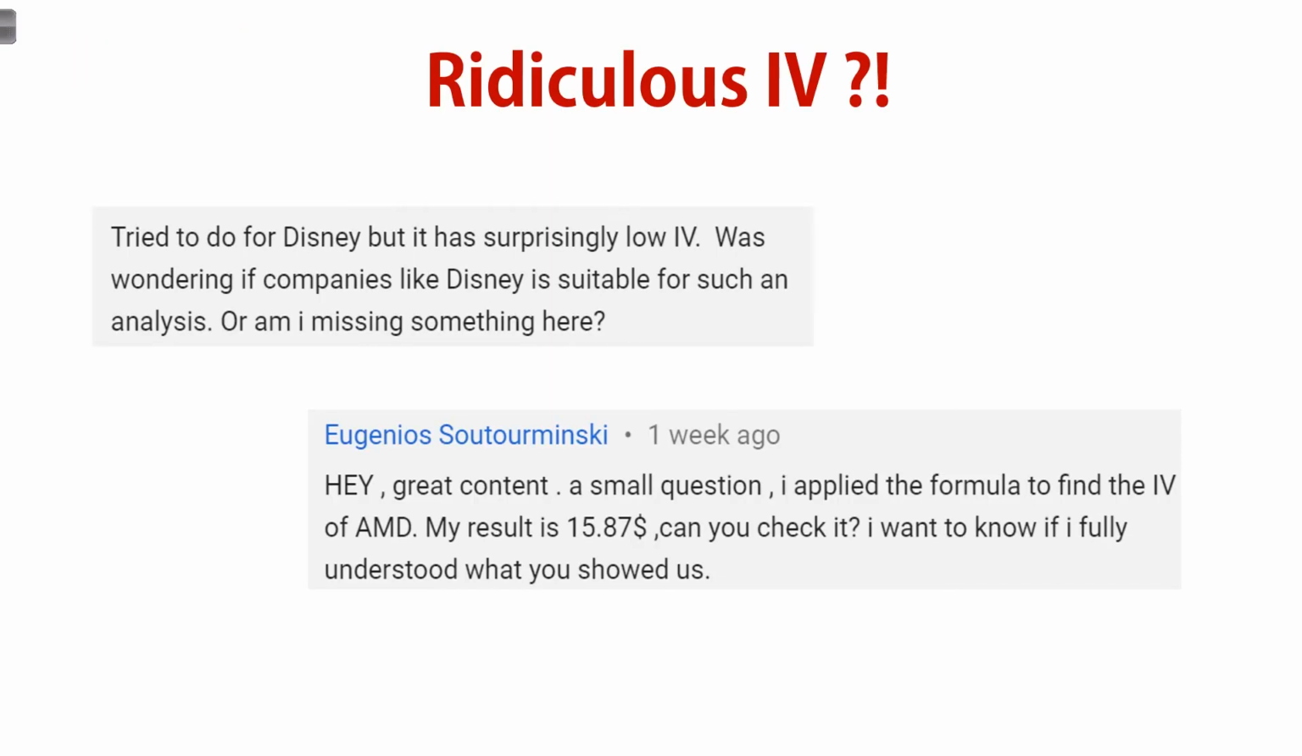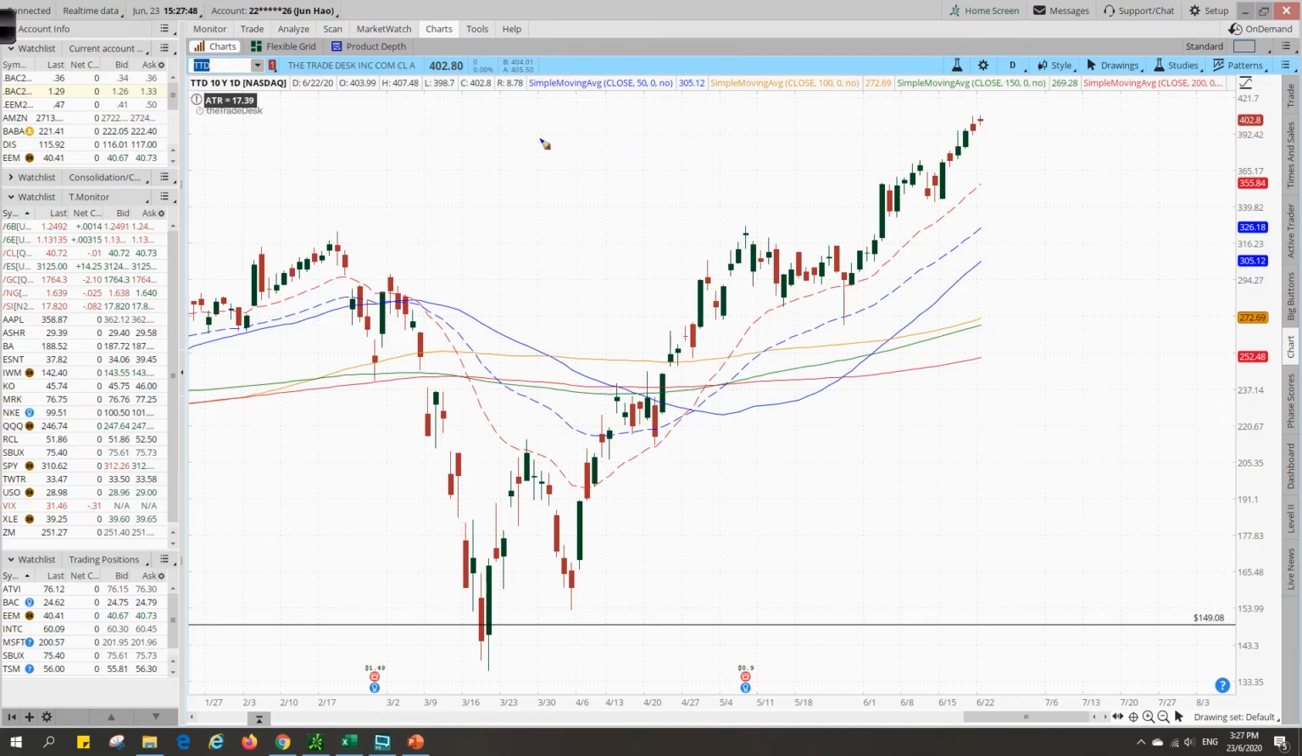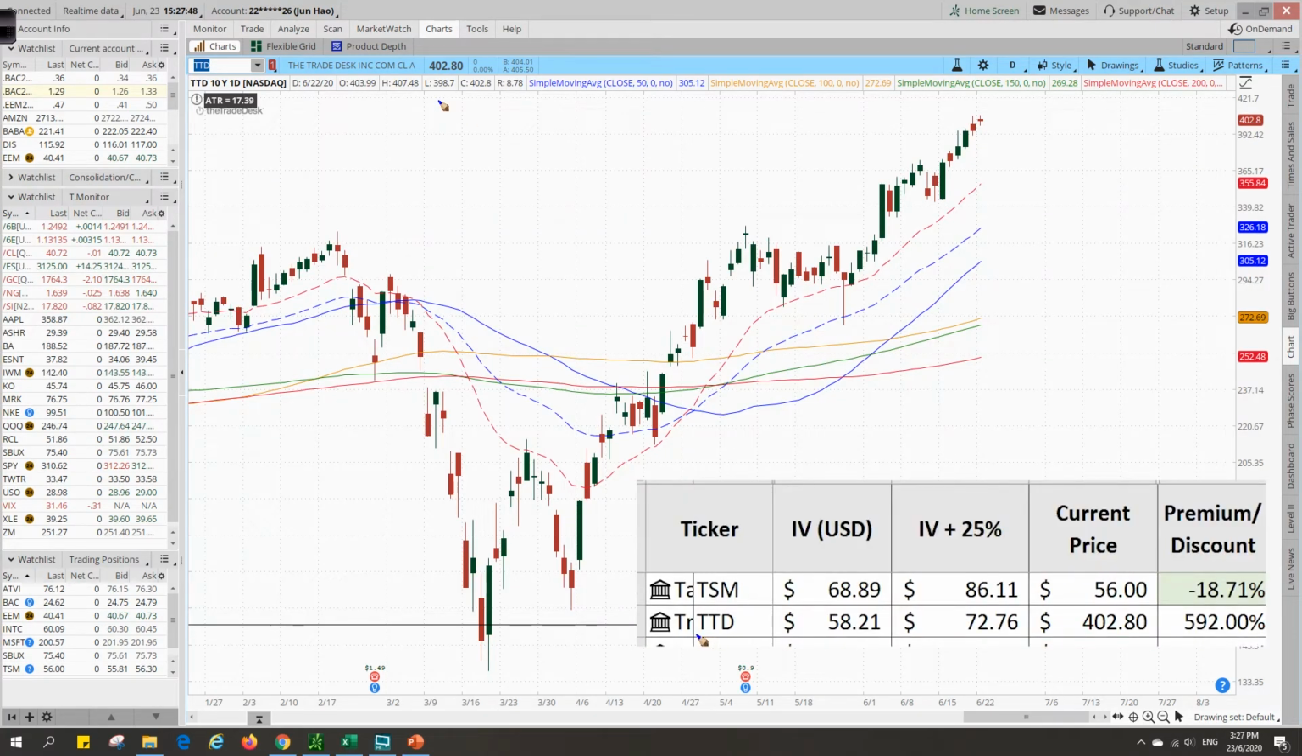If this is the first time you are doing the analysis yourself and get some ridiculous IV value for a company, do not panic and doubt yourself yet. Let's take The Trade Desk for example. If you have analyzed this stock yourself, you should get an IV of about $60. But the stock is currently going at an insane $400. Is your calculated IV wrong? You frantically ask yourself. Calm down and let's double check with another parameter.